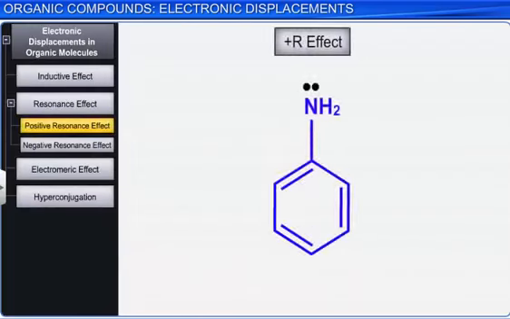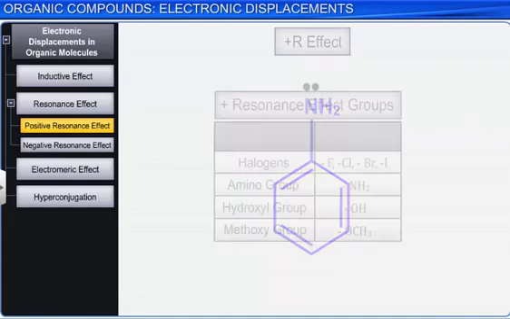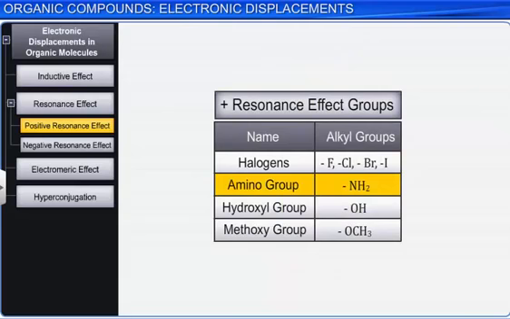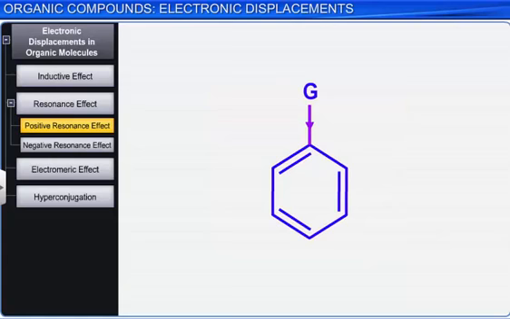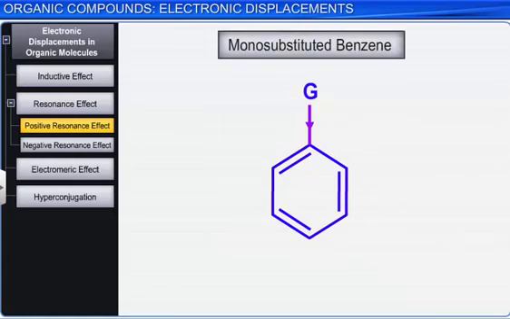In the positive resonance effect, the transfer of electrons is away from an atom or substituent group attached to the conjugated system. Halogens, amino group, hydroxyl group, and methoxy group are some of the examples of positive resonance effect groups. The positive resonance effect in monosubstituted benzene increases the electron density at ortho and para positions.